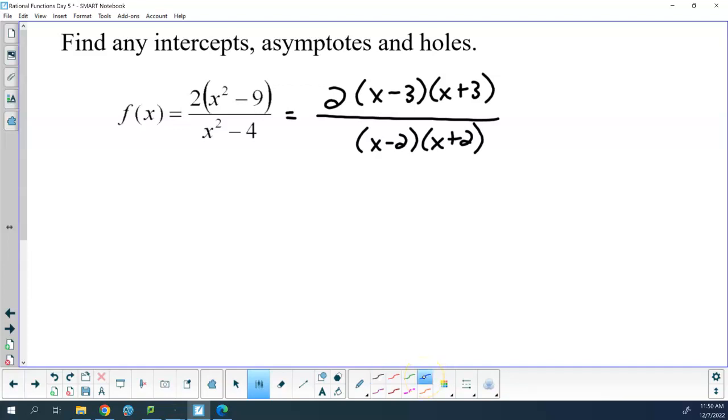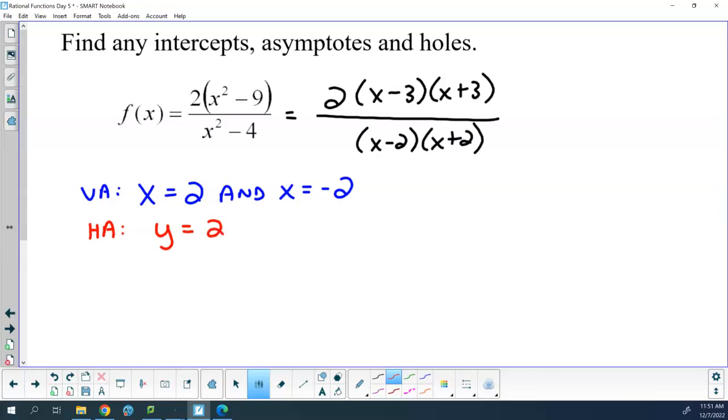Let's see, asymptotes, vertical asymptotes. Where are they? X equals 2 and x equals negative 2. Horizontal asymptote: y equals 2. Is that 2 sitting up there? Yep.